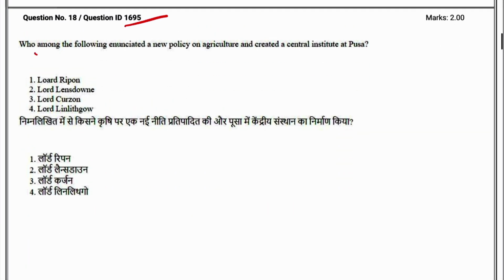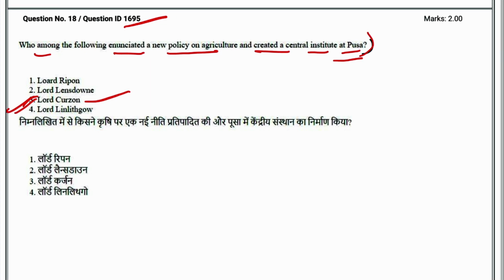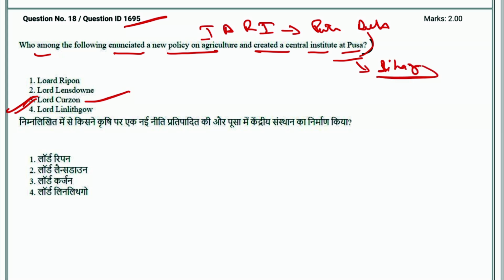Next is 95. Who among the following enunciated a new policy on agriculture and created a central institute at Pusa? That was Lord Curzon. 3 is the answer. What is Pusa? So you know the story of Pusa. Pusa is actually the Indian Agricultural Research Institute. It is situated in Patel Nagar, Delhi. Earlier it was situated in Pusa, Bihar. Pusa is the name of the place where it was originally situated in Bihar. So they shifted in 1934 due to a devastating earthquake. That's why it is called Pusa Institute.